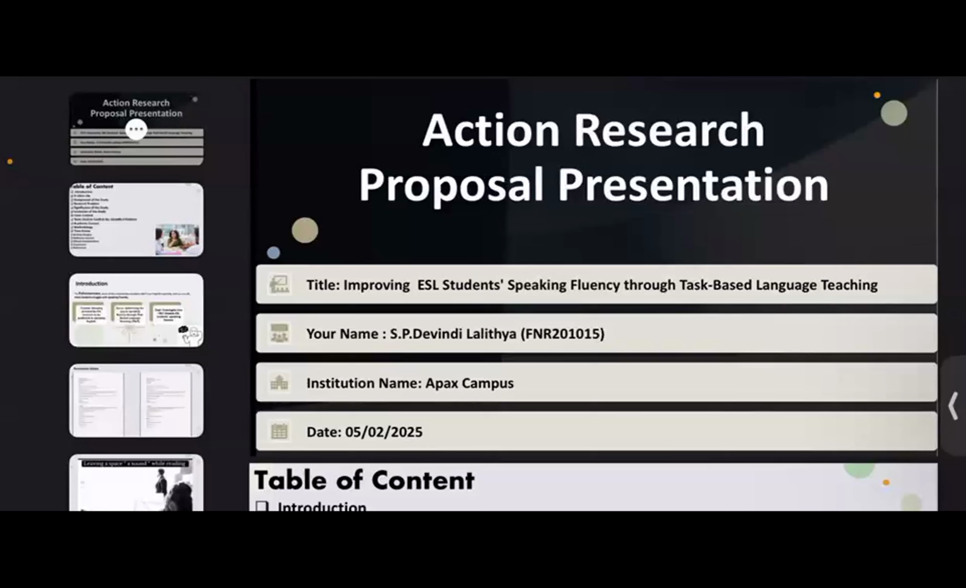So, good evening, ma'am, and good evening, everyone. I'm presenting a study that addresses a very real challenge here in Polonnaruwa: improving English speaking fluency in an environment where students have limited exposure to English in their daily lives.